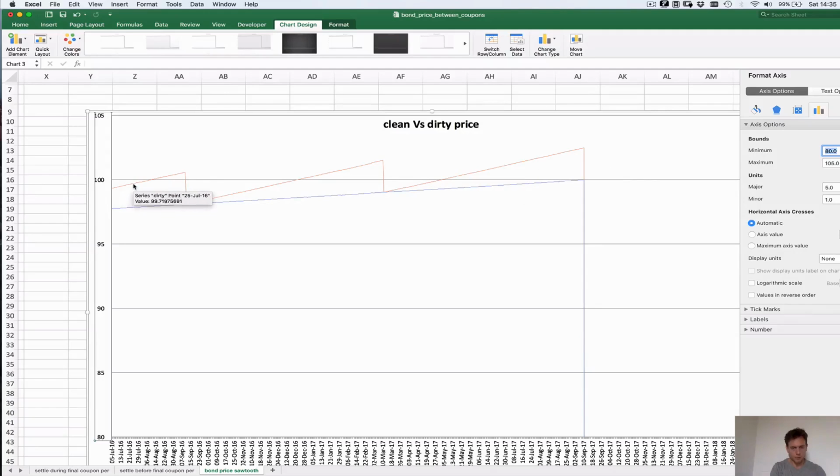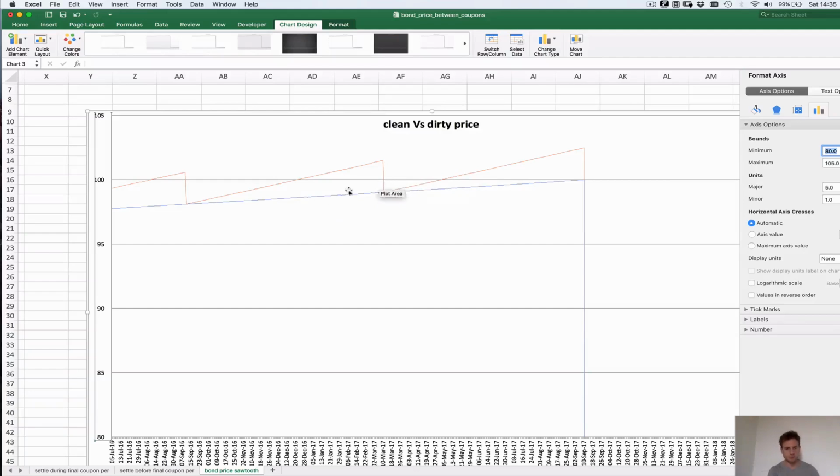And the value of that first cash flow increases until the day it's paid out. Then after it's paid out, the value of the bond basically crashes by the amount of the coupon, because we no longer have that coupon in our present value. It's already been paid out. That leads to a kind of sawtooth pattern in the dirty price.